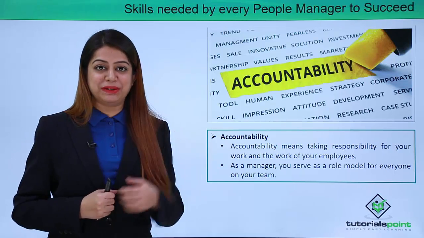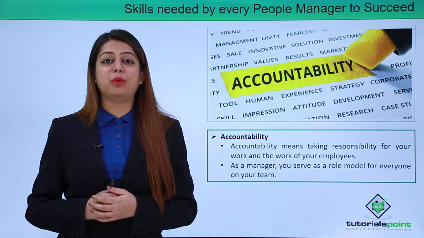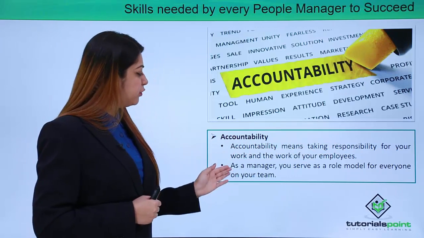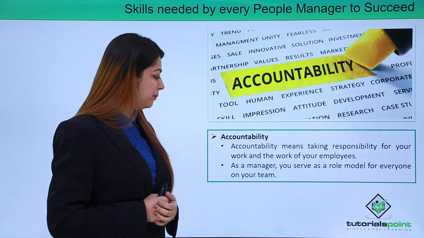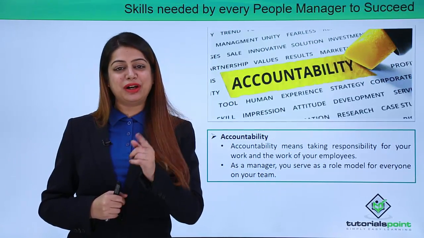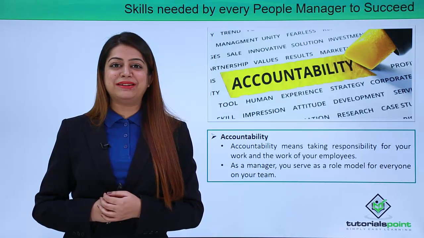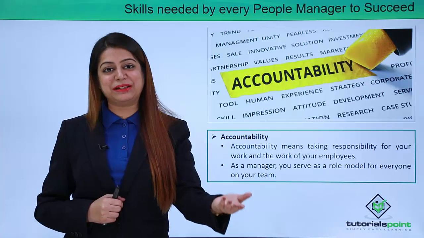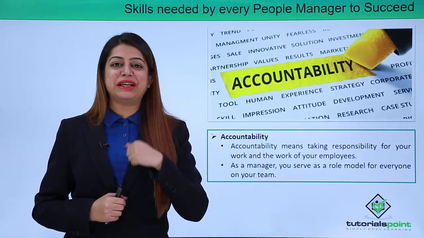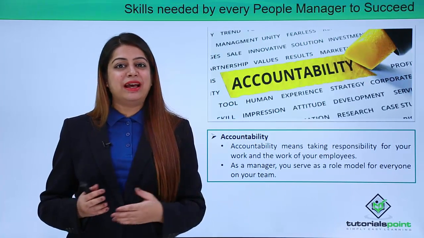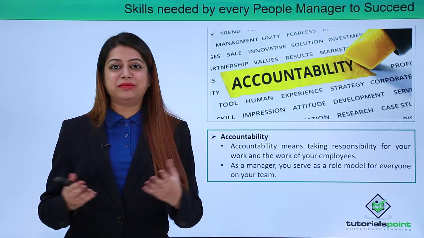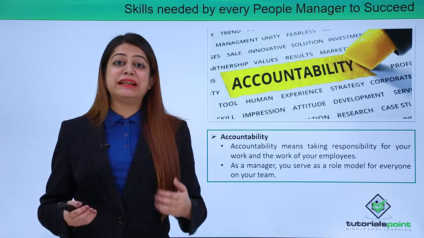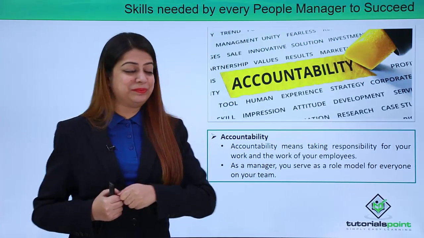Next point is accountability. Accountability is taking responsibility. Accountability means taking responsibility for your work and the work of your employees. That means a good leader is the one who always takes the blame and gives the credit to his or her team, right? And who also takes the responsibility for anything that happens in the team. So if anything goes wrong, a good supervisor, a good team leader will always take the responsibility on his own.